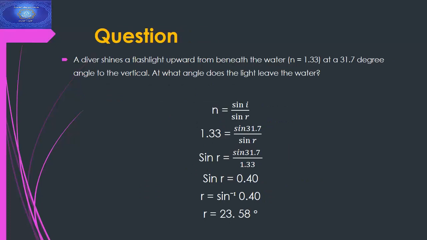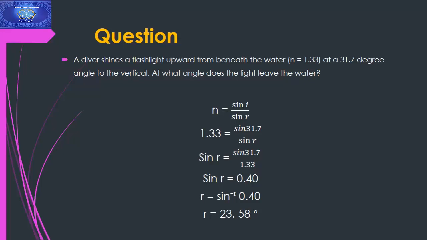This question is very important, related to Snell's law. A diver shines a flashlight upward from beneath the water at a 31.7 degrees angle to the vertical. At what angle does the light leave the water? So the givens are the refractive index of water and the incidence angle. We want to calculate the refracted angle. To calculate the refracted angle, we will use Snell's law. N equals sin I divided by sin R. The refractive index is given, which is 1.33, equals sin 31.7 divided by sin R.